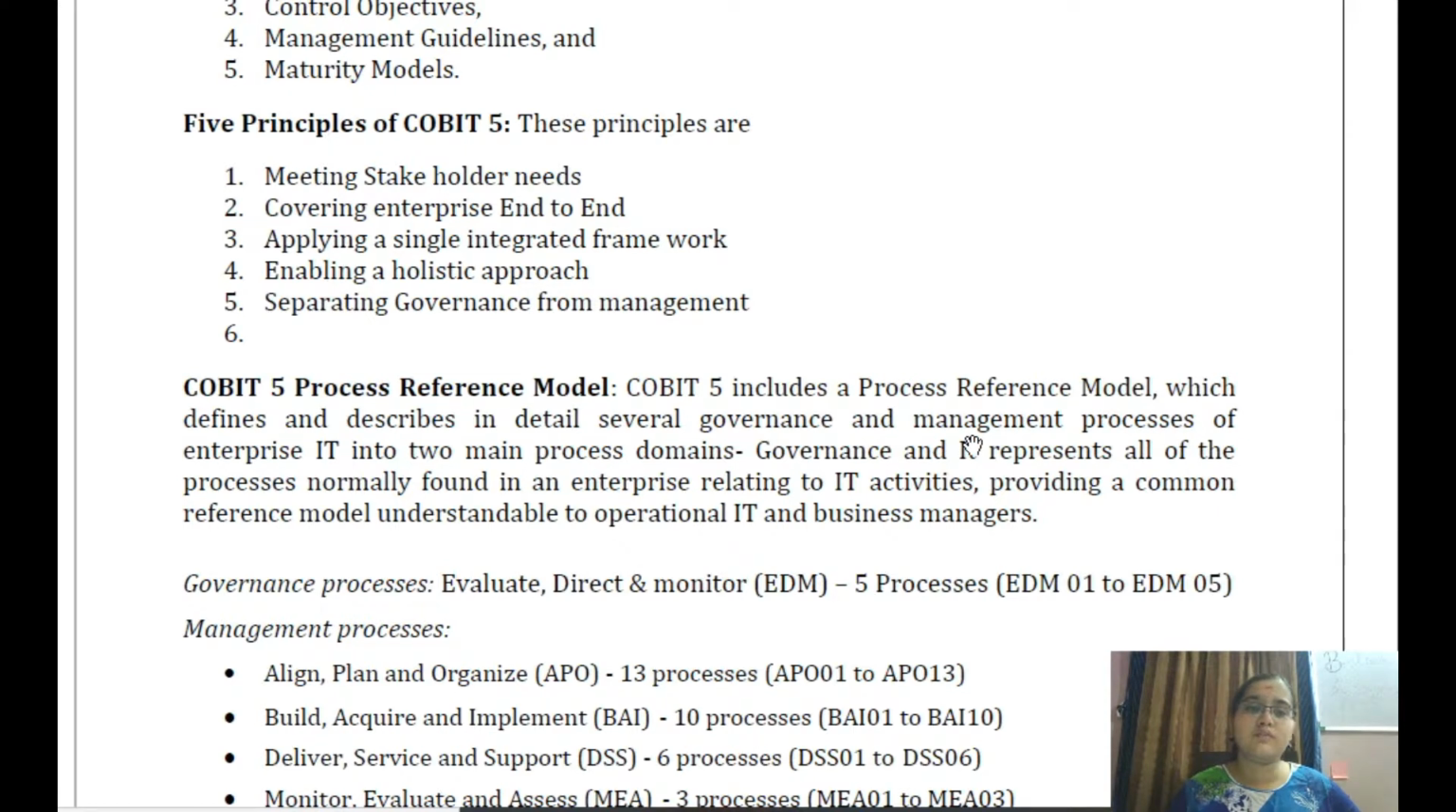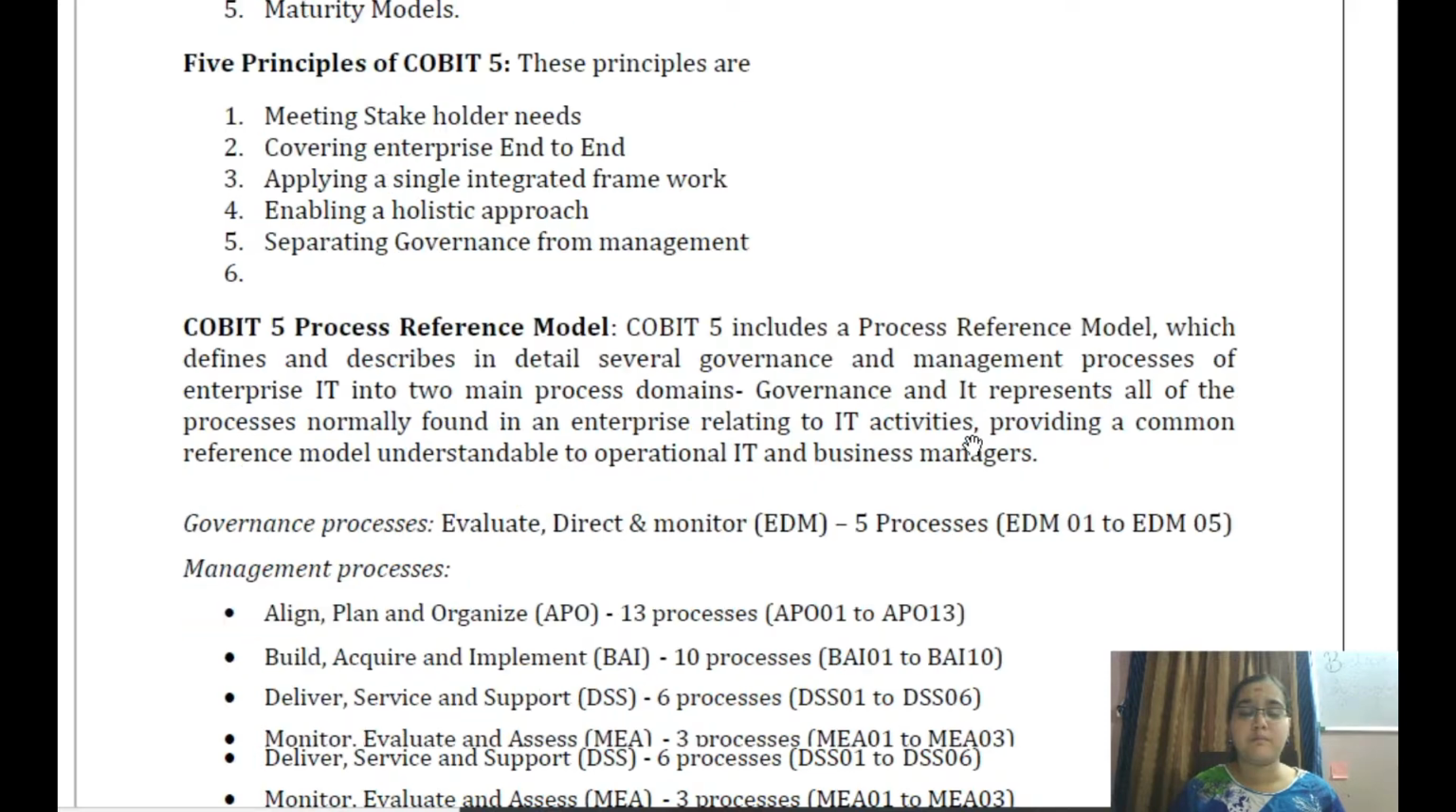It represents all of the processes normally found in an enterprise IT and provides a common reference model which is understandable by the IT and the business manager, because COBIT 5 has to align with the business. Therefore, an understanding between the operational IT people and the business manager is required, and this model of governance and management helps in building that understanding.